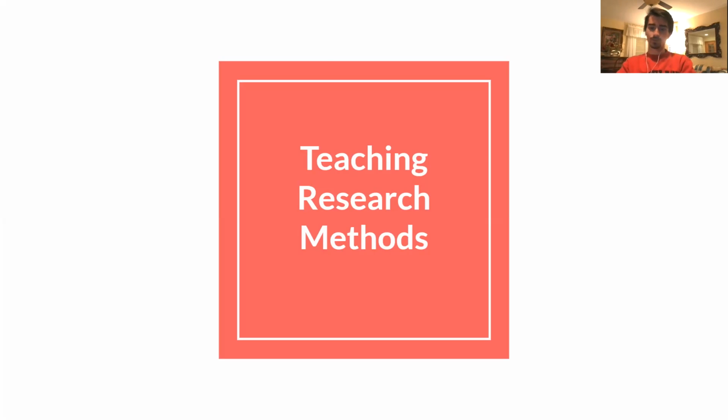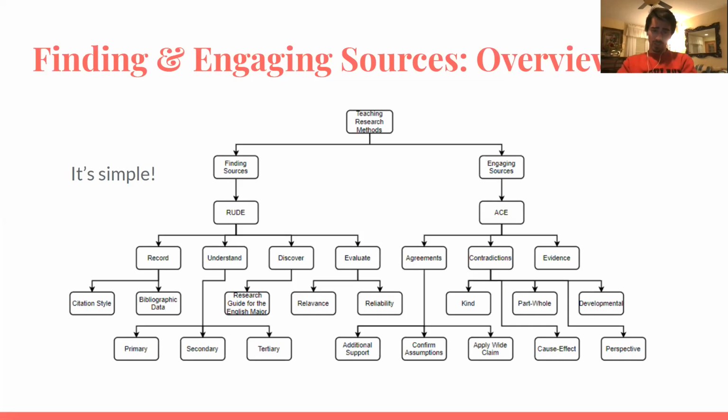research moving forward. So from the chapters, I'm sure that you all recognize that the research process itself is very long and complicated. And for this presentation, I've decided to split it into two major parts, finding sources and engaging sources, and some smaller parts beneath that. And moving forward, I just want you guys to keep in mind these two acronyms, RUDE and ACE, and they will help us guide the process through finding sources and engaging sources.